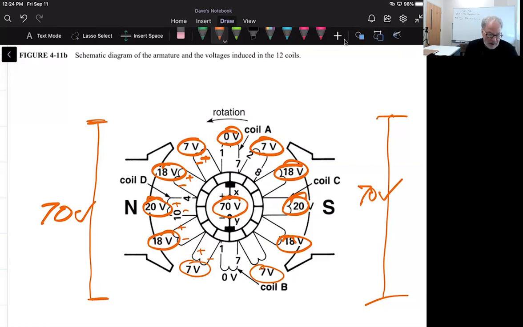Also, he says that the polarity, based on this representation, is that the X brush would be positive and the Y brush would be negative.